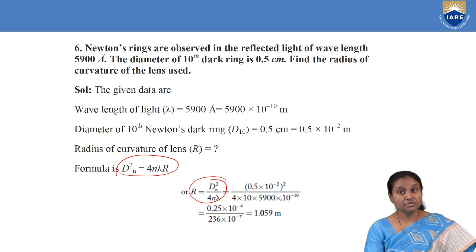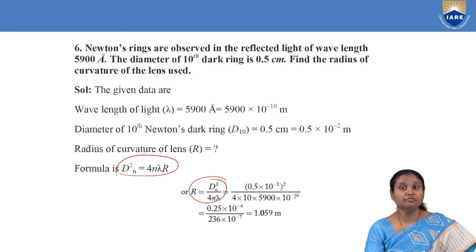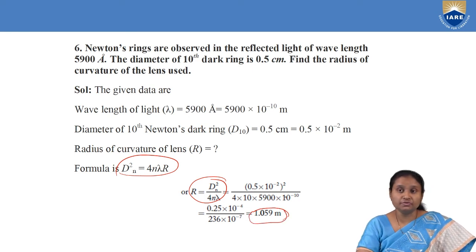I have written lambda in terms of meters, and also changed the diameter to meters. Or if we keep our diameter in centimeters, then we can express our lambda in centimeters by putting 10 to the power of minus 8 centimeters. So if we simplify, then this radius of curvature in meters comes out to be 1.059.